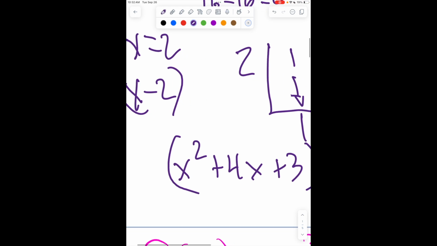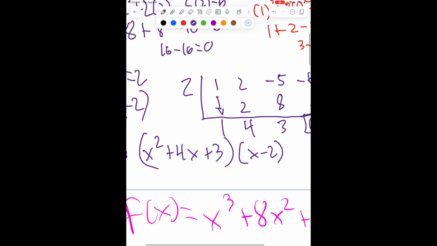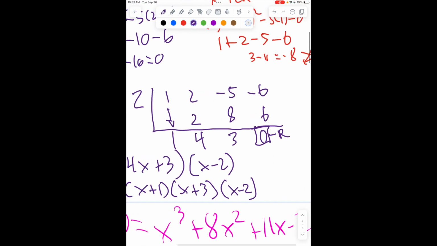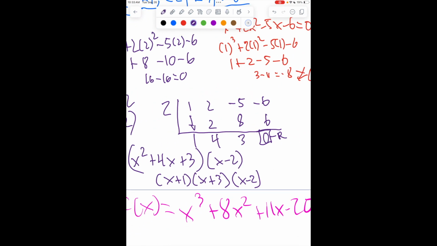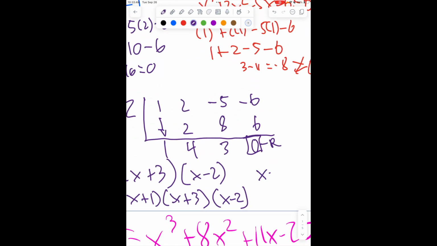Now I'm going to do my factoring work. What two numbers multiply together to get 3, but add to get positive 4? The only way you can do that is with a positive 1 and a positive 3. So I could rewrite it as x plus 1, x plus 3, and then I still have x minus 2 on the outside. So again, what are our zeros? Because that was the whole thing, the rational zero theorem, our zeros are going to be x equals -1, x equals -3, and x equals positive 2.